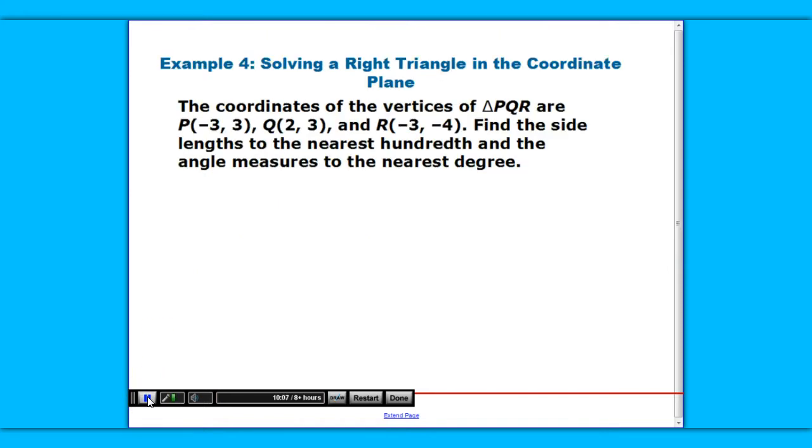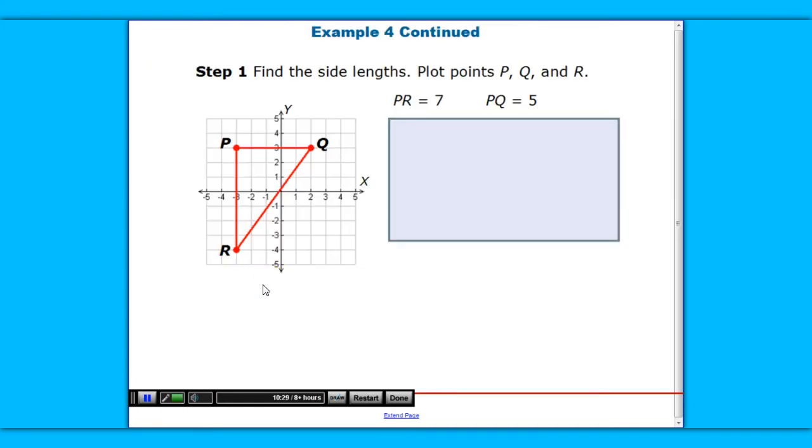Solve a right triangle in the coordinate plane. The coordinates of the vertices of triangle PQR are P (negative 3, 3), Q (2, 3), and R (negative 3, negative 4). Find the side lengths to the nearest hundredth and the angle measures to the nearest degree. So you must begin by plotting the triangle in the coordinate plane, and I think I've left that open for you to see in your notes.